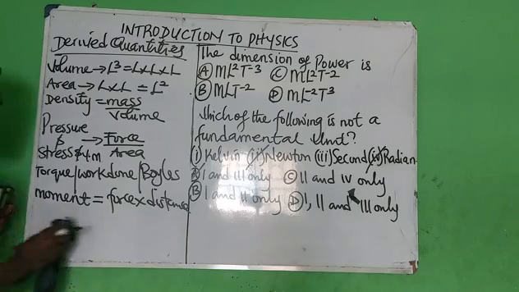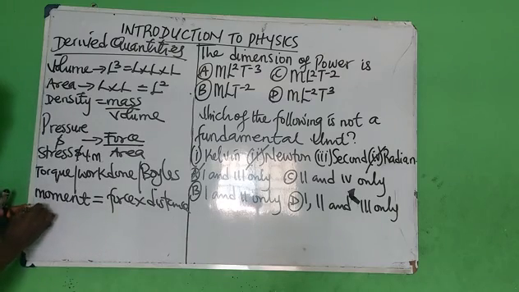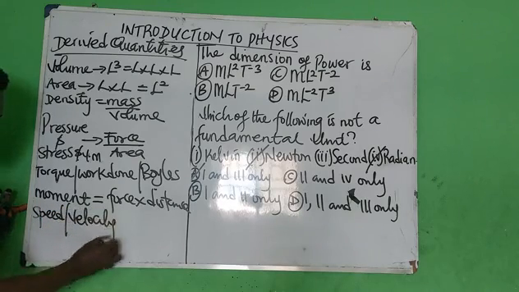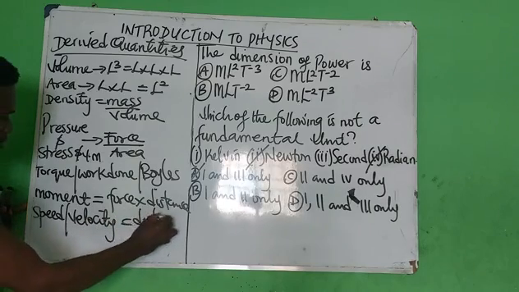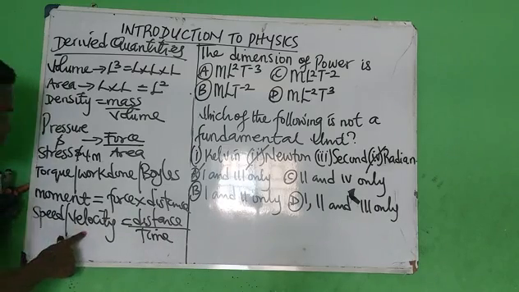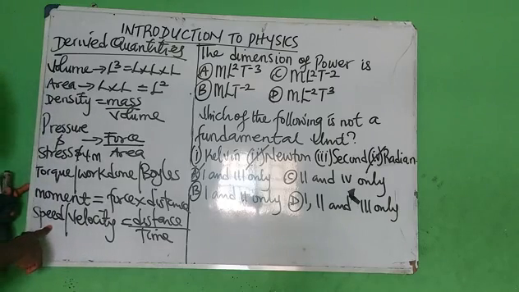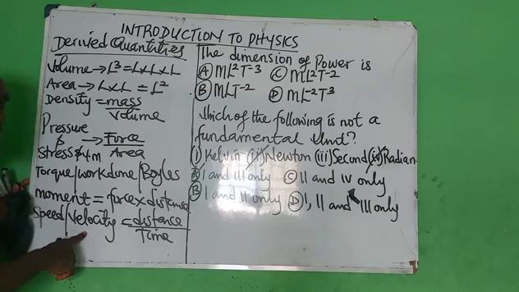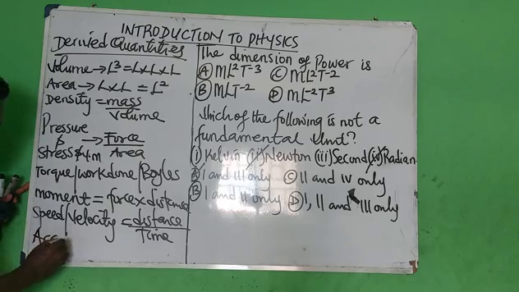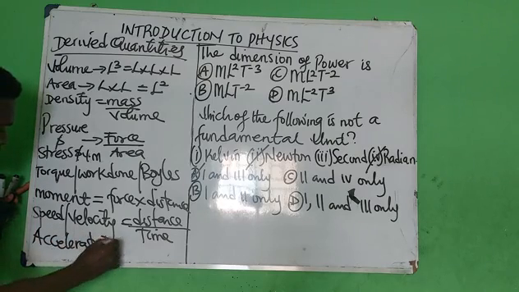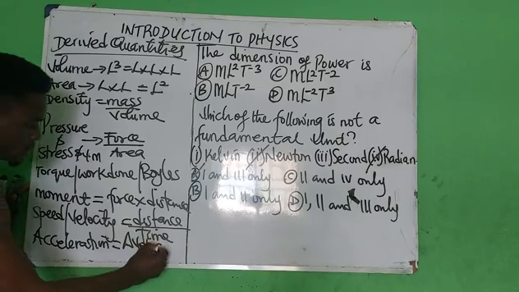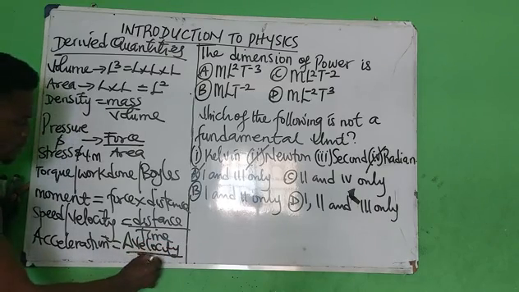It is very important. Now, apart from this one we've written, we also have speed. Speed/velocity, which is giving us what? Distance over what? Time. The difference between speed and velocity is that speed is a scalar quantity while velocity is a vector quantity, all right? Please take note of that. You now have acceleration. Acceleration is defined as what? Change in velocity per unit what? Time, all right?